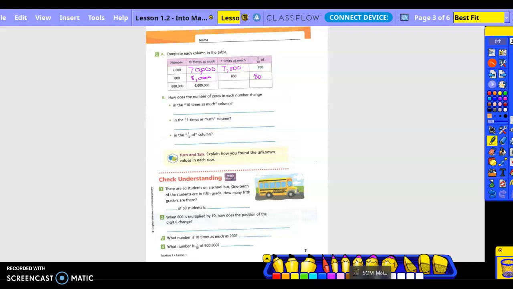600,000, they said 10 times as much. They added a 0 and got what? 6 million. If I take it times 1, I get the same answer. So 600,000, and 1/10 of it, I do what to it? Drop a 0, and I'm left with 60,000. So how does the number of zeros in each number change? In the 10 times column, we what? Add a 0, right?